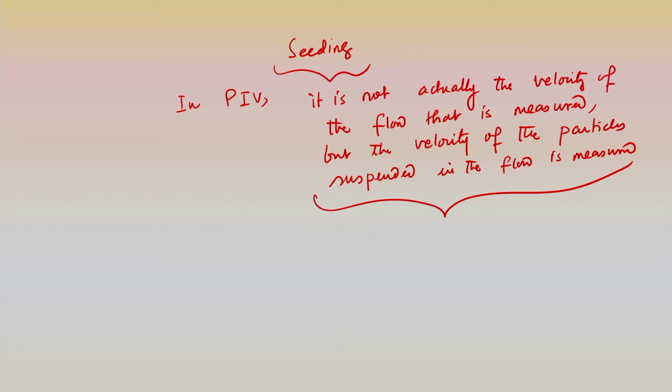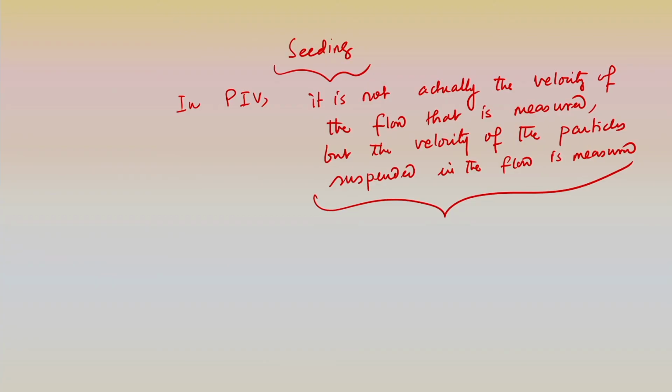Since we are measuring the velocity of the particles, the seeding particles will have an important role to play. There are two important points I would like to discuss in this context: particles chosen for this analysis should have a few important characteristics, and on top of that, the size of the particle also plays an important role.